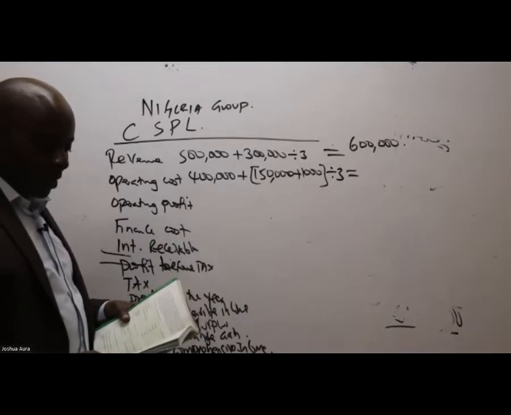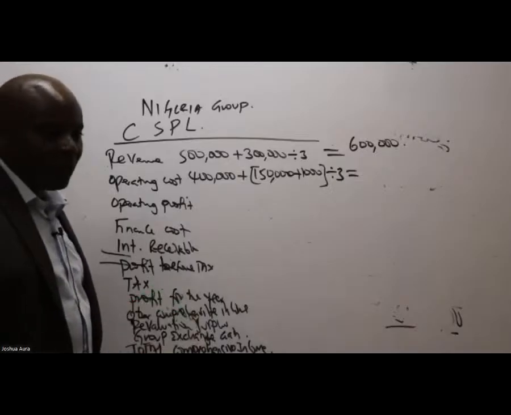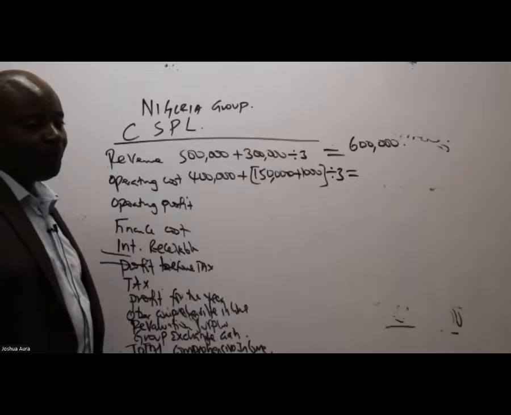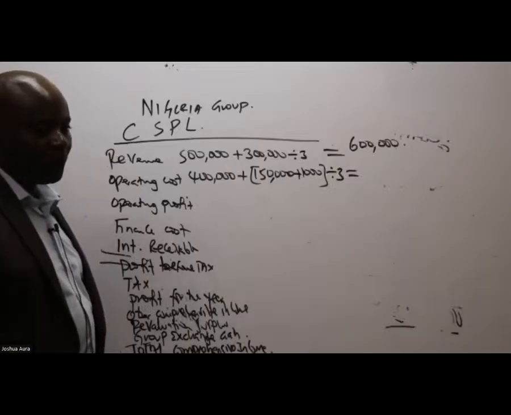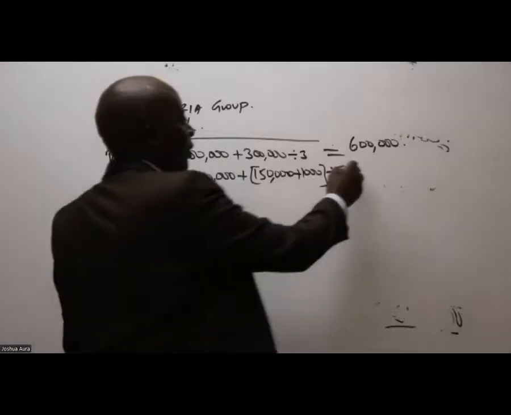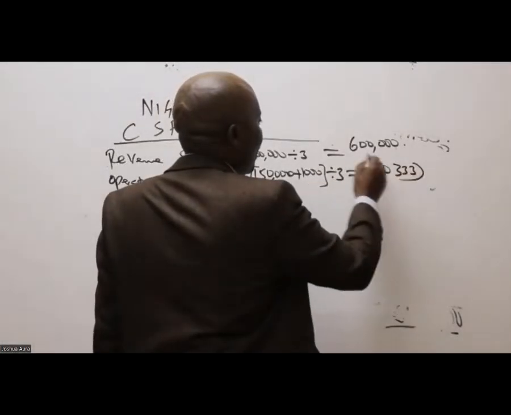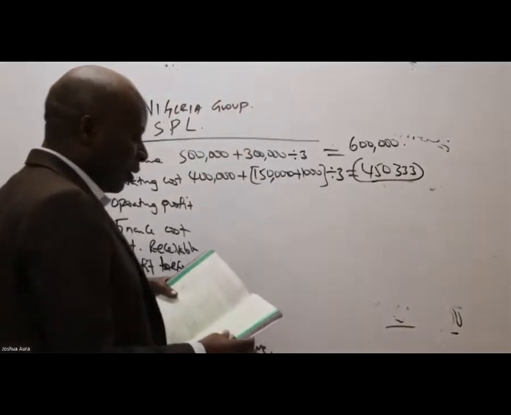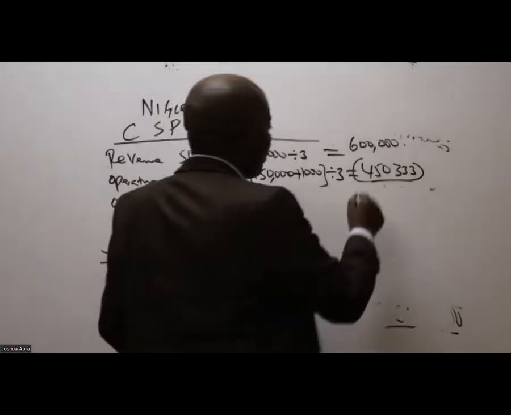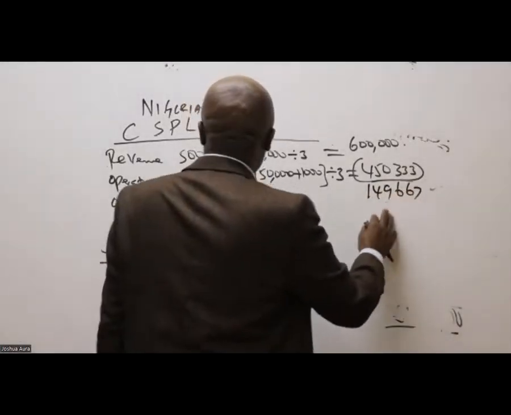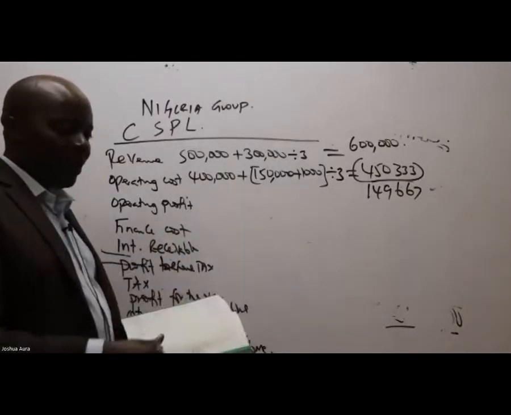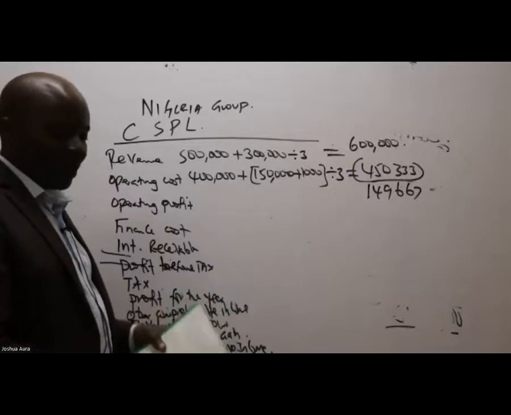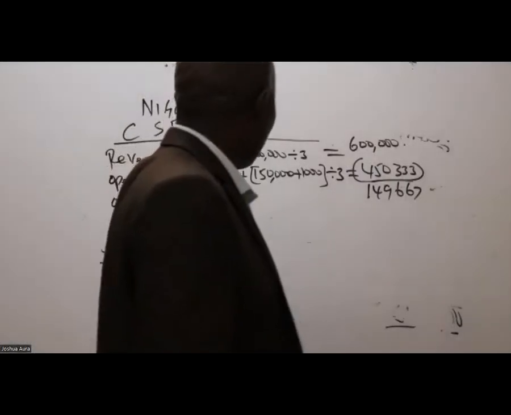Time is not on our side. Please hurry up. You have 450,333. And if you subtract here, now we shall be able to get our operating profit of 149,667. Can you kindly confirm this operating profit? Yes. So from there we go to the finance cost.